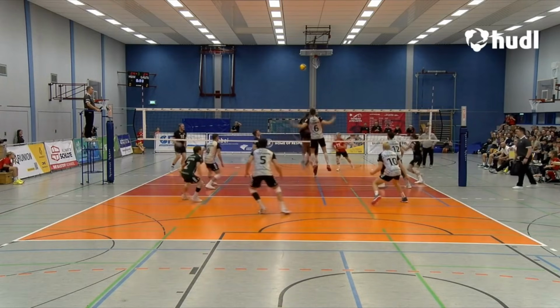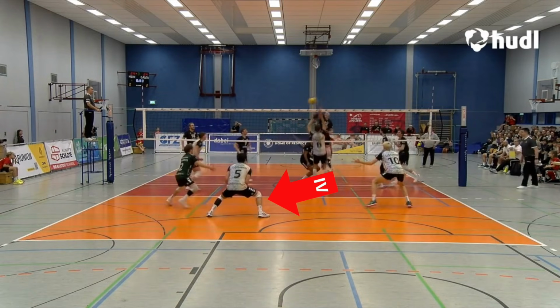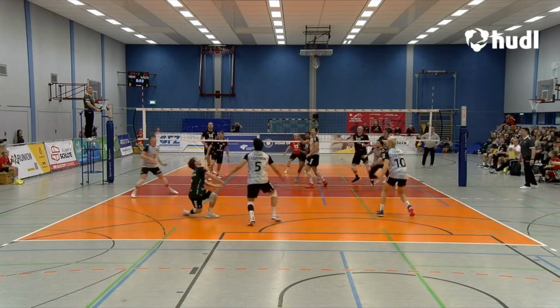So here's another example where position 6 is anticipating the direction of play, where the spiker will hit the right angle, and is positioning next to the libero. He doesn't get the ball, but at least he's positioned well to defend the right spot on the court.